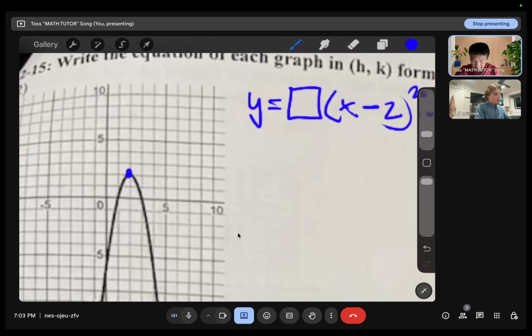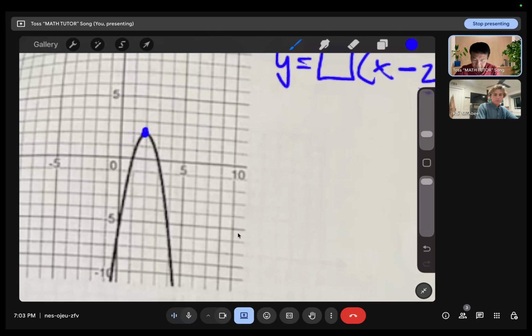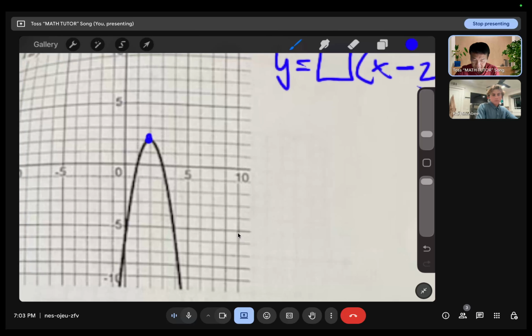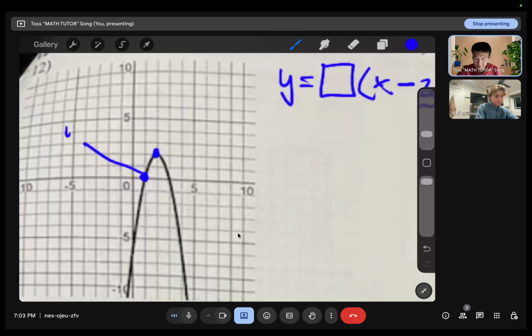And then now you have to get the a. To get the a, you have to find one point that is identifiable. It doesn't matter. I guess this is one of them. Yeah, that's the easiest one. So this point I'm going to use. And that point is 1 comma 0, meaning that it's x, y. You can pick any point. So it's 1 comma 0 for x and y.